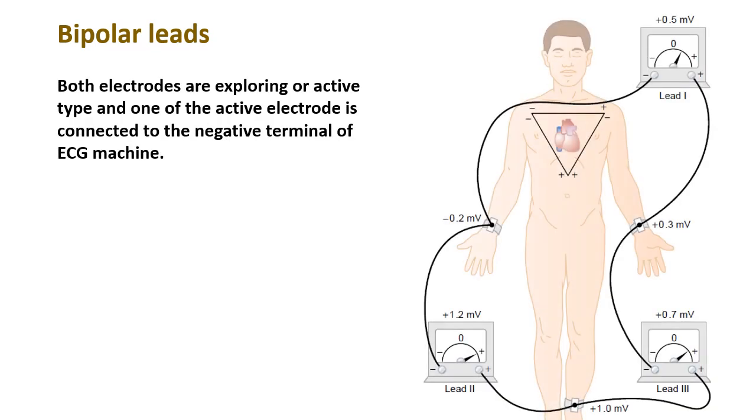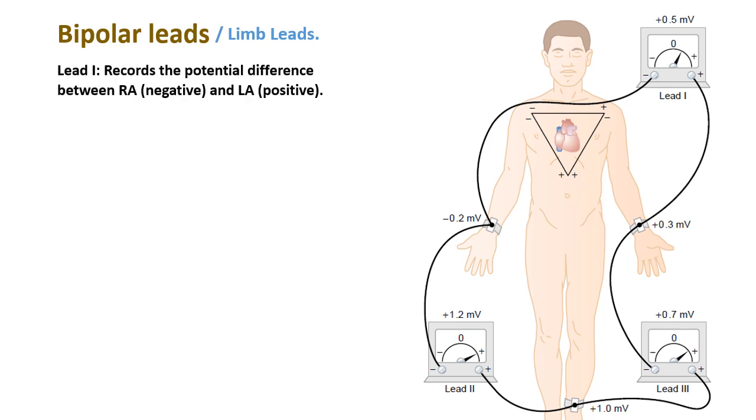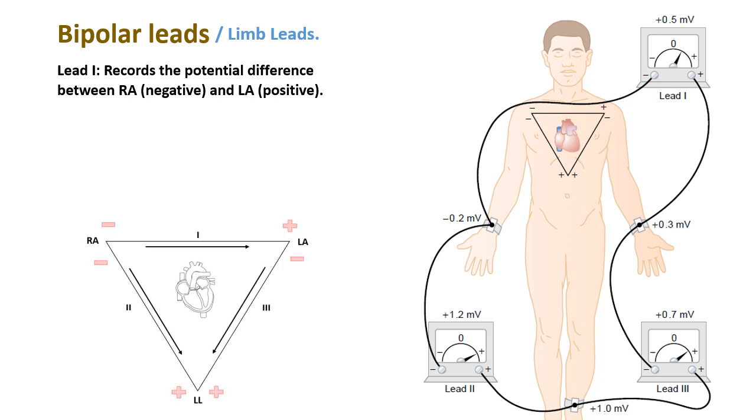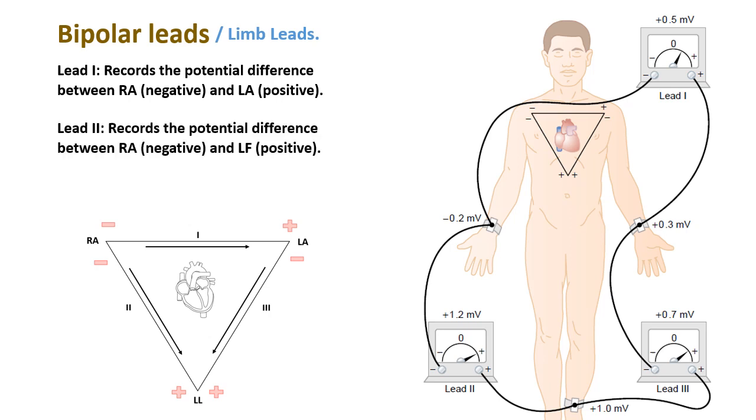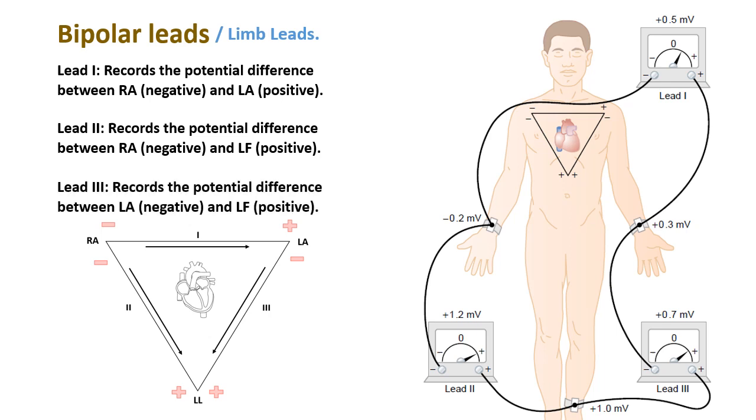Then coming to bipolar leads. Here, both electrodes are exploring or active type, and one of the active electrodes is connected to the negative terminal of the ECG machine and the other to the positive terminal, and the potential difference between the two electrodes is recorded. They are also called limb leads because the electrodes are placed at the limbs. Lead 1 records the potential difference between the right arm and left arm. Here, the right arm electrode is at the negative terminal and the left arm at positive, as you can see in the diagram. Then lead 2 records the potential difference between the right arm, which is negative, and the left foot, which is positive. And last is lead 3. It records the potential difference between the left arm, which is negative here, and the left foot, which is positive here.